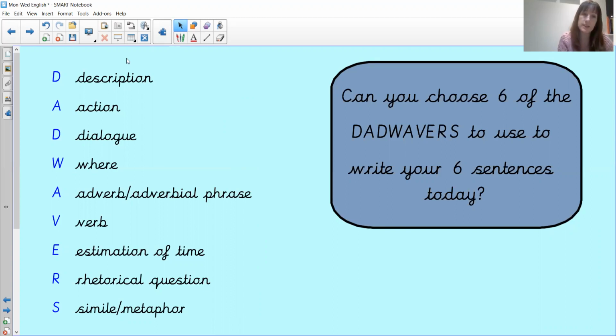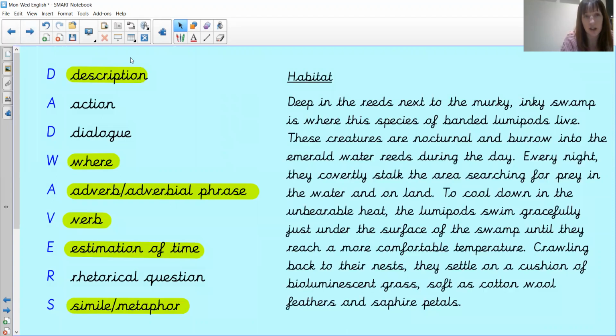So what we're going to do today is choose 6 of these DADWAVERS. Not all of them are appropriate for a non-chronological report, but lots of them are. So I want you to choose 6 that you are going to use today when writing your paragraph. I chose these 6. So I've got a paragraph here.